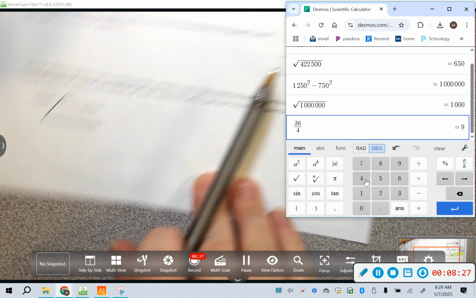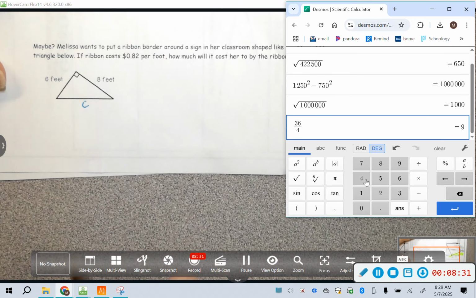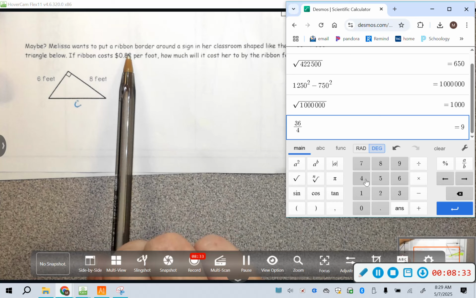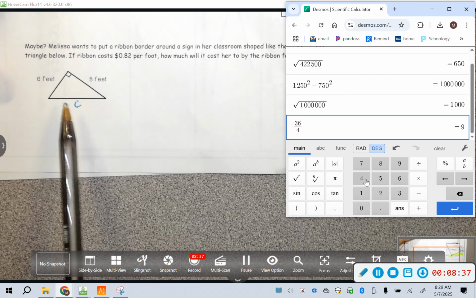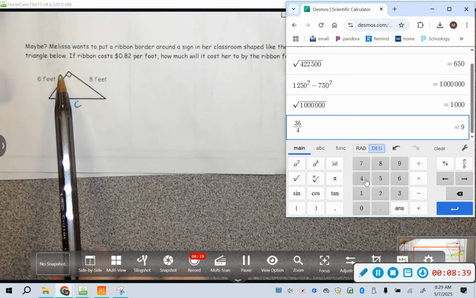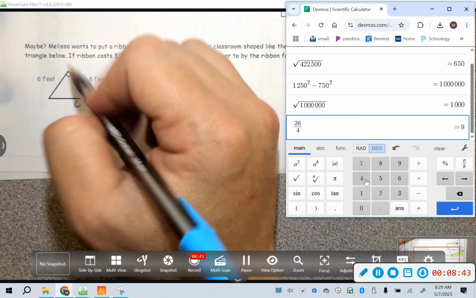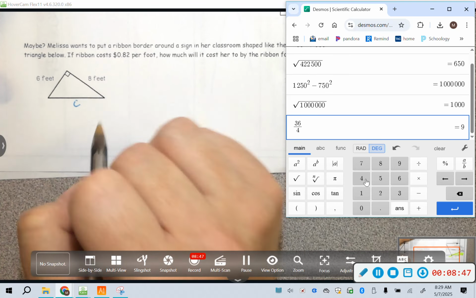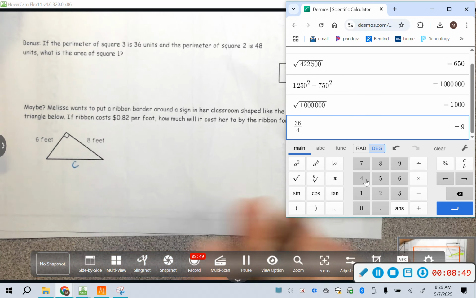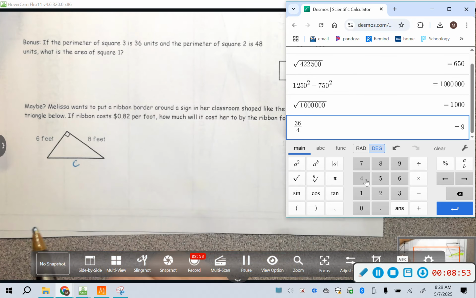Okay, on this one, a lot of people find C really simple, which is great. But it says Melissa wants to put a ribbon border around this whole triangle sign. So after you find C, wouldn't you have to add all 3 sides to find your perimeter? Because if I'm going to put a border, isn't that perimeter? Okay, so just be careful with those 2. That's the biggest thing I've seen for people who have tried those. But again, they're bonus. Do you have to do them?